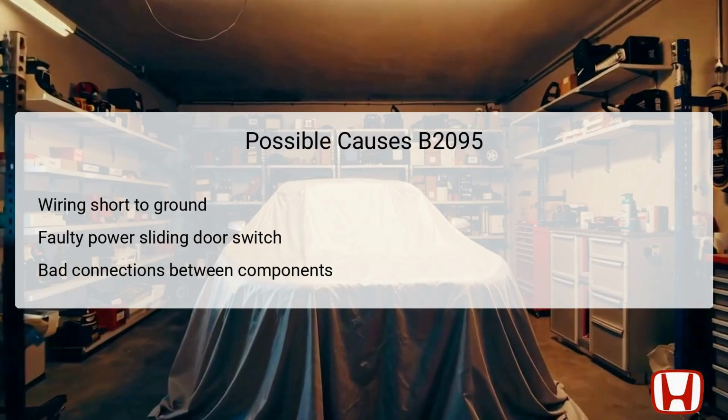Another possible cause is a faulty power sliding door switch itself, which may not be responding correctly to user input. Problems can also arise from bad connections between the control unit and the switch, which could stem from corrosion, loose fittings, or pinched wires. Each possible cause must be ruled out during the diagnostic process to accurately pinpoint the issue and ensure that any repairs are targeted and effective.